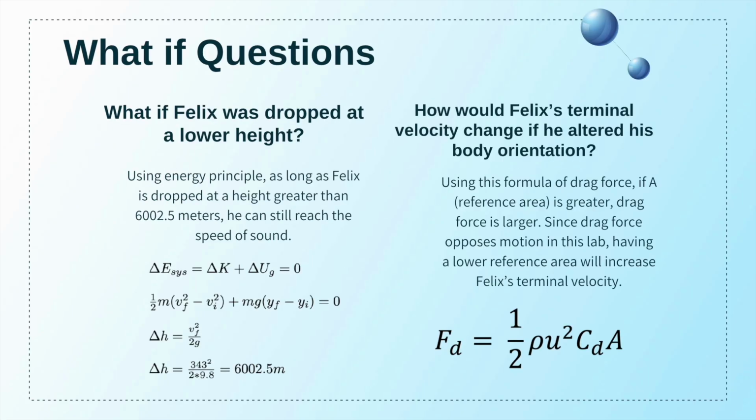The first question is, what if Felix was dropped at a lower height? Using the energy principle, I calculated that Felix must be dropped from a height greater than or equal to 6,002.5 meters if he wanted to reach the speed of sound.